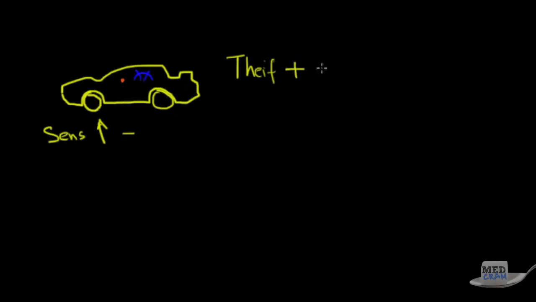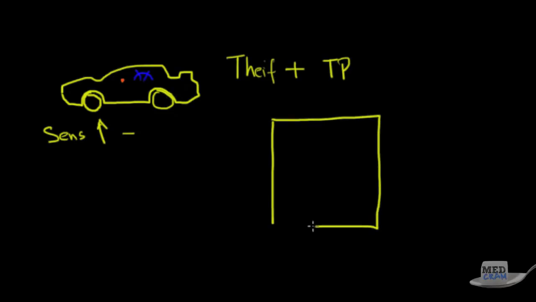So if you have a thief and the car alarm went off, then that would be a true positive result. You would hear that car alarm go off, and sure enough, there's a thief trying to break into your car. So the disease here is your car being broken into or not being broken into, and the test is the car alarm going off or not going off. And you can actually break this up into a square and have the four possibilities.